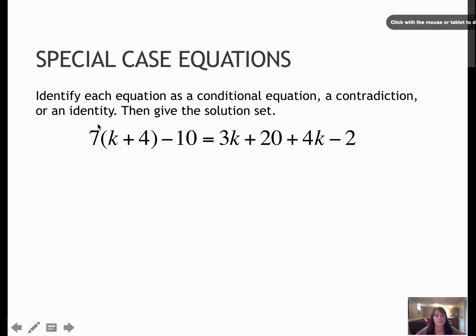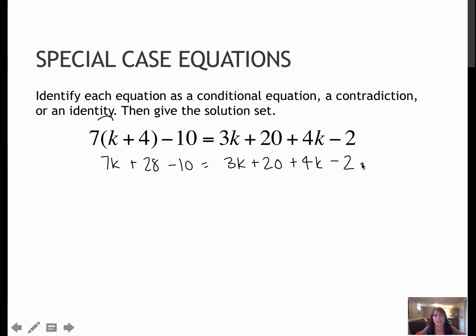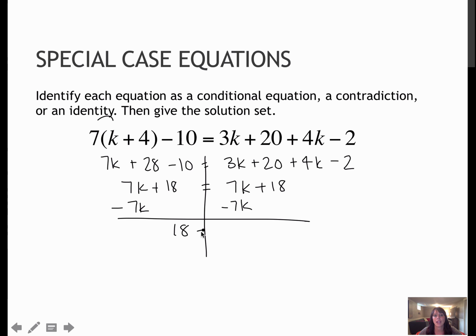At our next question, following all of the same steps, and you can choose to do the simplification on the right side on the same step as you distributed on the left side. I like to go ahead and do all of my combining like terms in one step. So that gives me 7k plus 18 on the left side. On the right side, I get 7k plus 18, and from here we can see very clearly that these are exactly the same. But if I were to take it to the next step, that would give me 18 equals 18, which is of course always true.